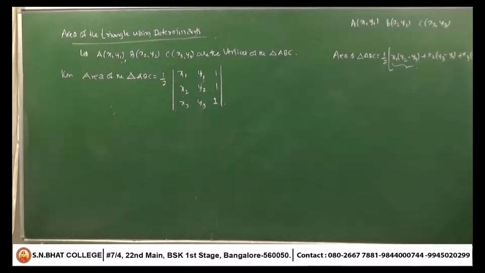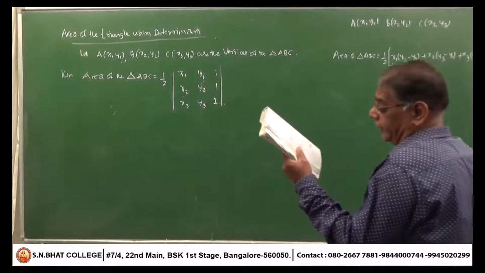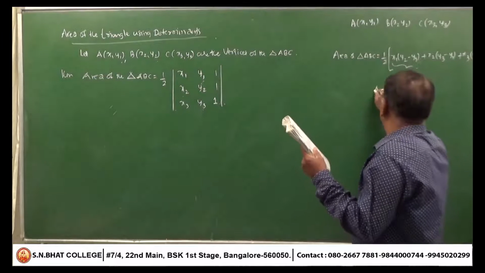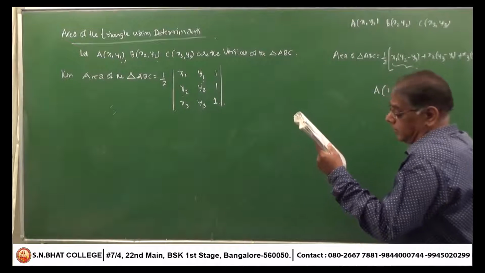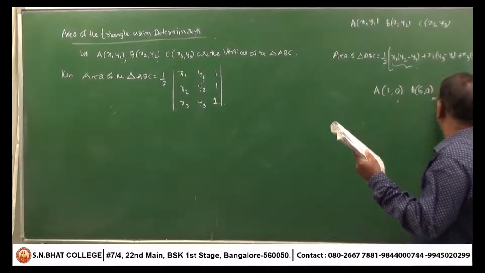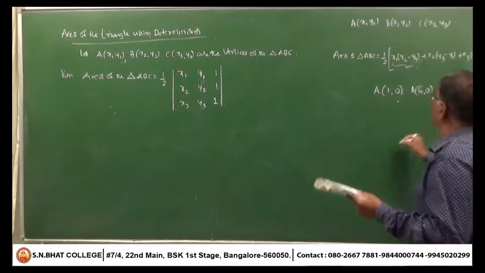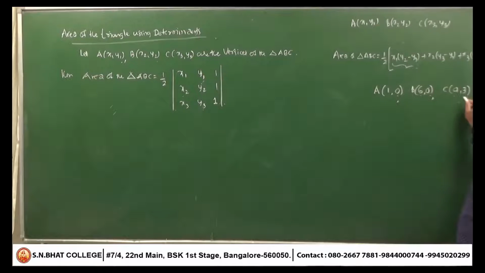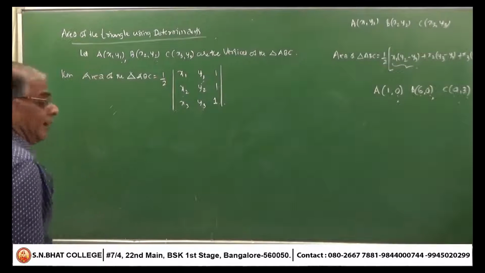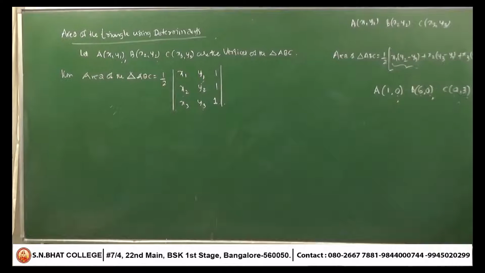Take up the problem. Find the area of the triangle with vertices A 1, 0, B 6, 0, C 4, 3. This is x1, y1, x2, y2, x3, y3. Apply this formula. If we get a negative sign for the area, you take the modulus because area cannot be negative.